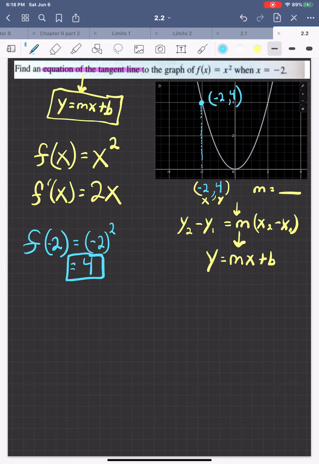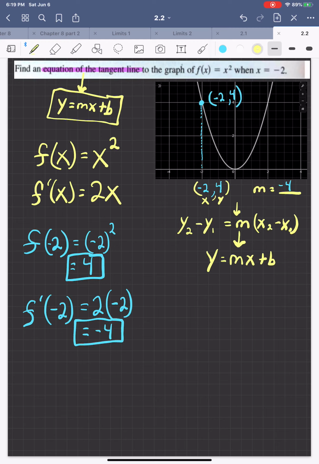All right, now let's find the slope. Well, f prime of negative 2, now I'm plugging negative 2 in for my derivative. So 2 multiplied by negative 2, or in other words, negative 4. So I now know my slope is negative 4. Okay, so we have all the pieces that we need, even though you don't have the full credit for the problem, because the problem said find the equation of a tangent line.